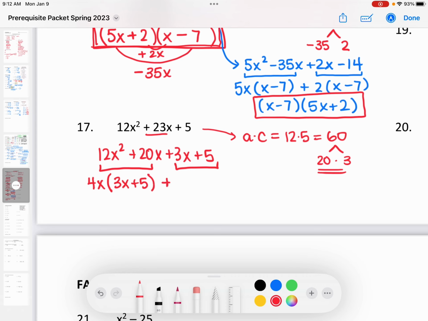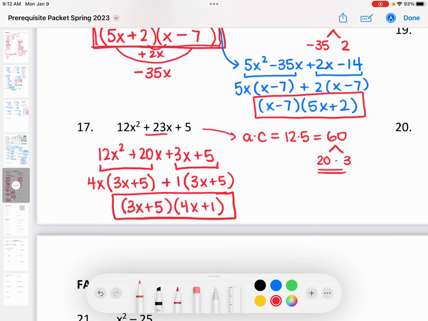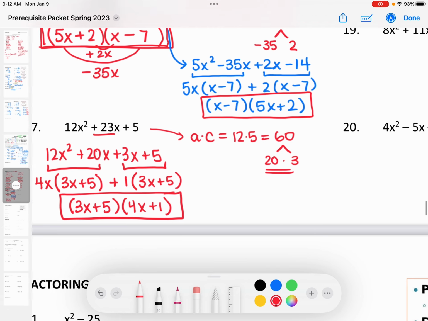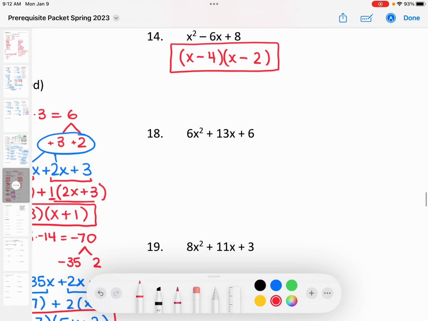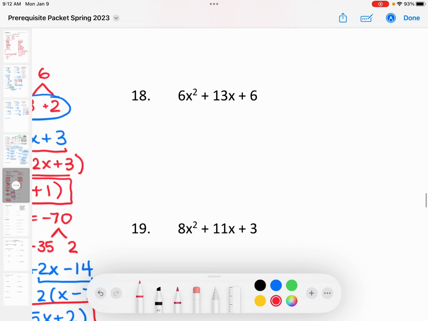This is one of those where I'll want to factor out a 1. Doesn't really do anything, but it reminds me that my final answer should have a little +1 in it. Great. If I were you, I would pause here and maybe try these yourself. Number 18.